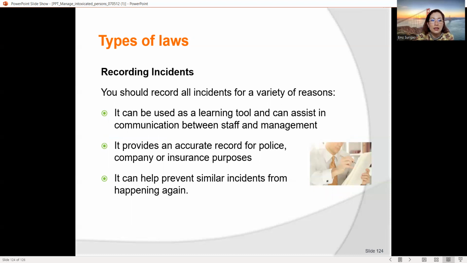Recording incidents. You should record all incidents for a variety of reasons. It can be used as a learning tool and assist in communication between staff and management during orientation. So this matters most during orientation, when you can discuss with the staff what happened before. It provides an accurate record for the police, company, or insurance purposes. It can help prevent similar incidents from happening again as well.